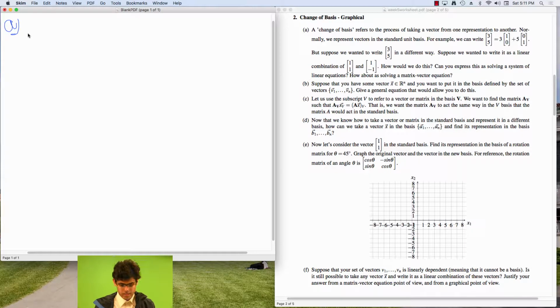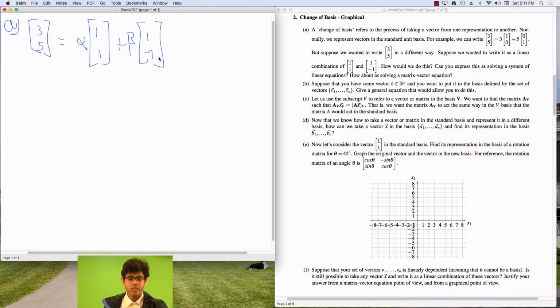So problem A is essentially asking us the same thing. If we're given a vector (3, 5), and we want to put that in the basis of (1, 1), (1, -1), which is to say that we want to describe it as a linear combination of the vectors (1, 1) and (1, -1), how do we do that? As we saw earlier, that's just going to be some alpha times (1, 1) plus some beta times (1, -1). And all we need to do is find these alphas and betas.